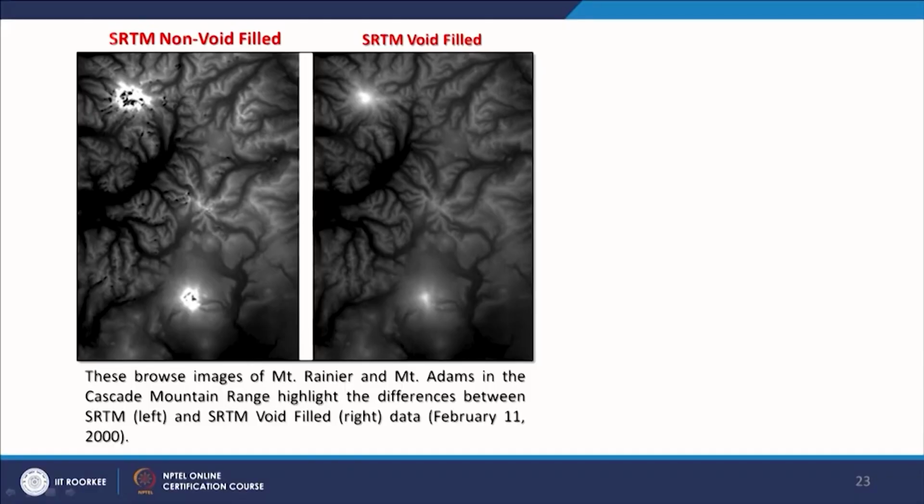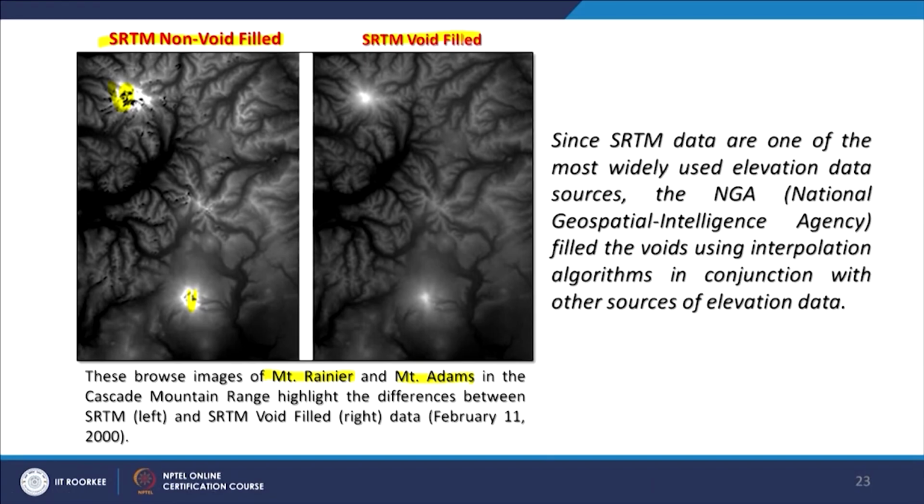Similarly, this is an SRTM non-void-filled scenario where you are seeing the voids, and in highly elevated regions the void problem was much greater, as in the case of the Himalaya. This is also the case for Mount Rainier and Mount Adams, which are near Washington state in the USA, and this is what a void-free or void-filled digital elevation model looks like.